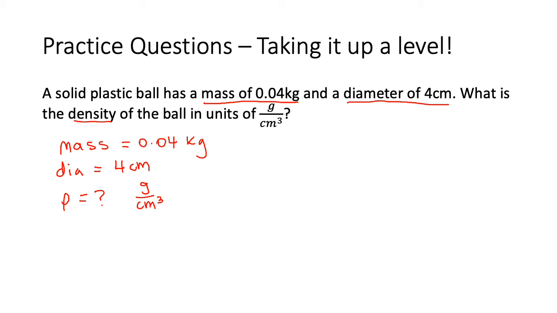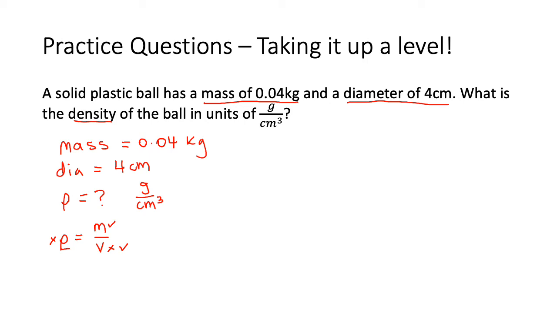So let's have a look at our density equation. We know that density equals mass divided by volume. We know mass, we don't know volume, and we don't know density. So we need to use our diameter to calculate volume. And once we know the volume, we can put mass and volume into our calculation to determine the density.